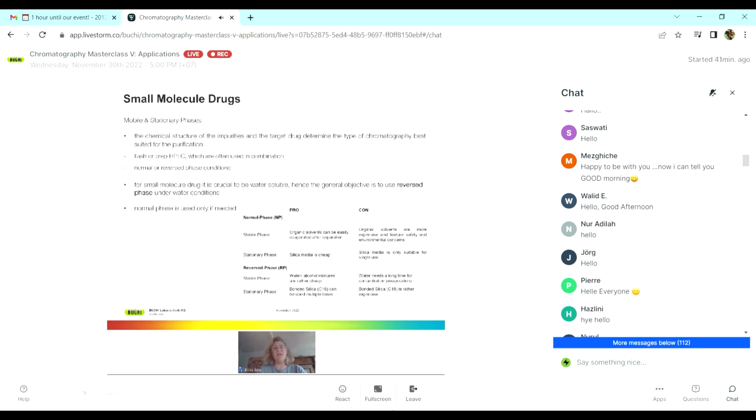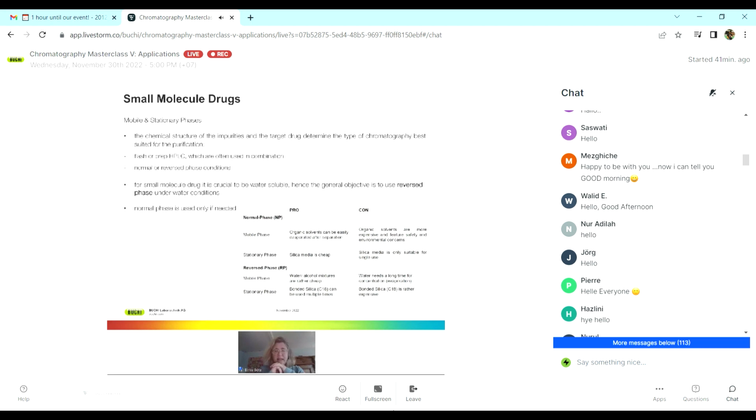Pre-purification, and then afterwards the high resolution purification. Small molecule drugs can in principle be purified under normal and reverse phase conditions. But the point is that for small molecule drugs, it's crucial to be water soluble, because then there is better absorption in your body. So the general objective is to use reverse phase under water conditions. But if there are some molecules which are really not possible to purify via reverse phase, then you could go for the normal phase as well.